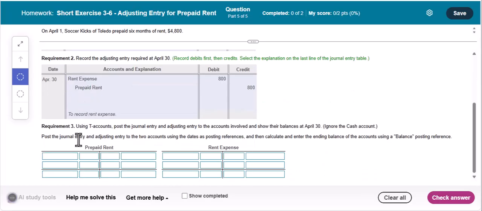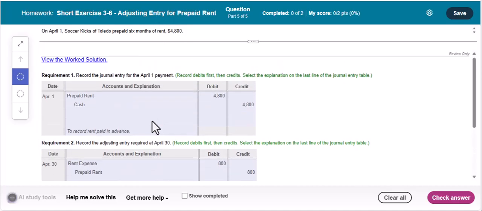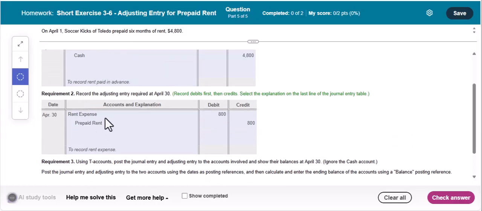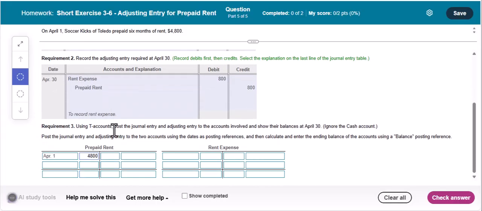So we have April 1st for prepaid rent. And again, that was a debit of $4,800. So we can go ahead and input that there. And when we scroll back up to that first one, we have cash next, but cash is being ignored down below for the T accounts, so we skip that. So then we can move on to the second journal entry right here, rent expense and prepaid rent.